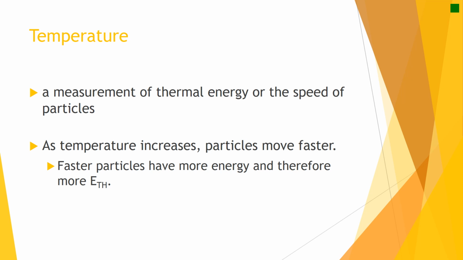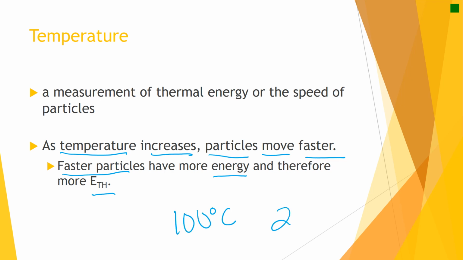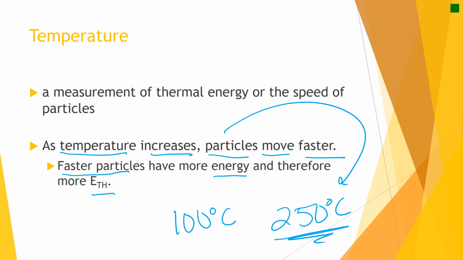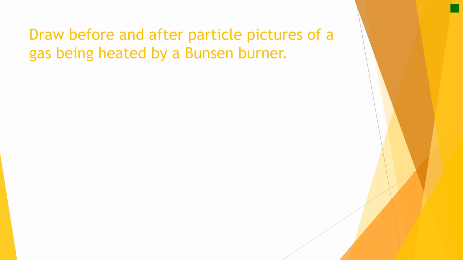So temperature is the measurement of thermal energy or the speed of the particles, as I've talked about before. So as your temperature increases, your particles move faster. So faster particles, which means you have a higher temperature, have more energy and therefore more ETH. So if I asked you which one has a higher ETH, something that is 100 degrees Celsius or something that is 250 degrees Celsius, the thing that has more ETH or thermal energy is the thing that was at 250 degrees Celsius. You can also tell me that the particles are moving faster at that stage.